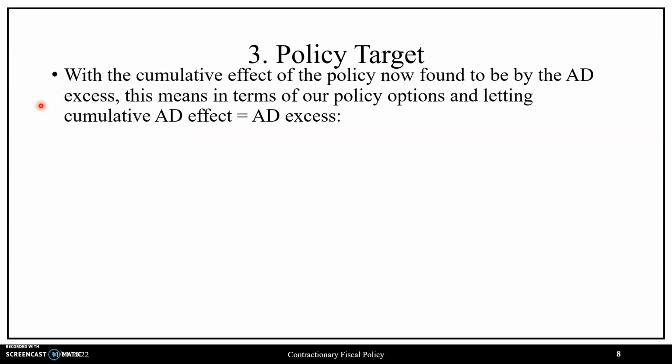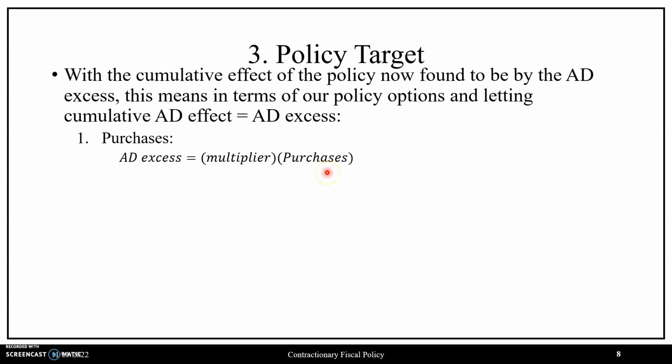So then, with the cumulative effect of the policy now found to be by the AD excess, in terms of relating this to the equations that we've derived in prior videos, and letting the cumulative AD effect equal the AD excess, beginning with government purchases, we've seen that the cumulative effect of a change in government purchases is going to be purchases scaled by the multiplier.